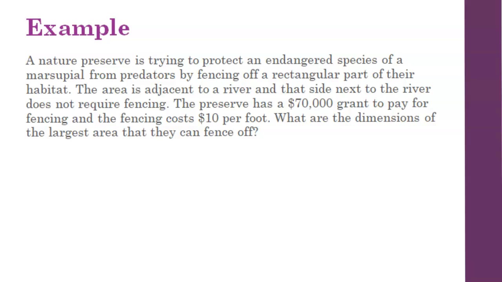Okay, let's take a look at an example. So in this problem, we have a nature preserve that's trying to protect an endangered species by fencing off part of their habitat. And we're told that the area is adjacent to a river and the side that's next to a river doesn't need any fencing. They have limited funds. They have a $70,000 grant to pay for fencing, and the fencing costs $10 per foot. And we want to know what's the biggest area that they can actually fence off, right?